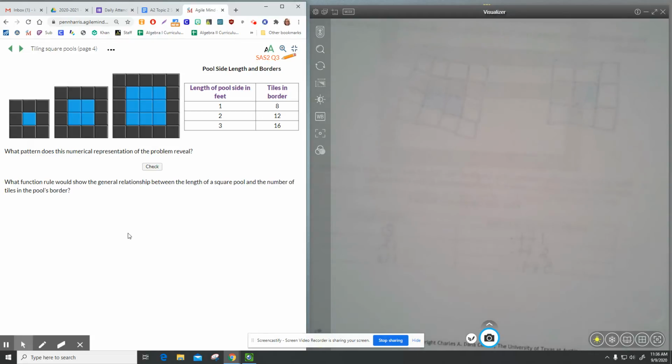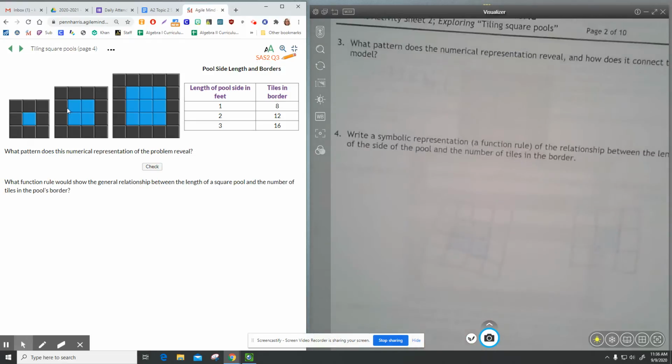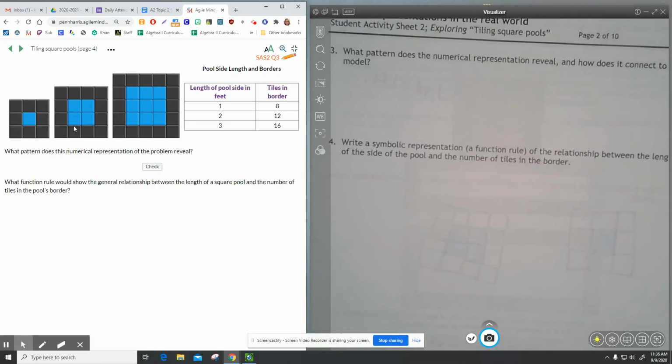Okay, so again, we have our pictures that we had drawn here and we had our table. I want you guys to think about, what does this numerical representation of the problem reveal? As a reminder, right here was our concrete representation. Our table is our numerical representation. What does this table reveal about the problem? And then how does it actually connect to this model that we have?